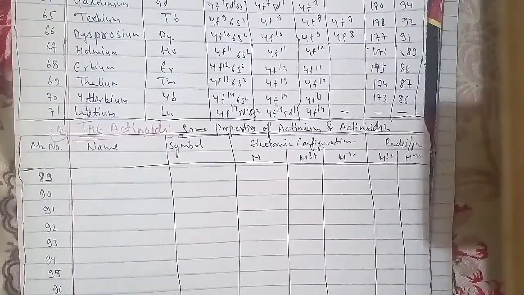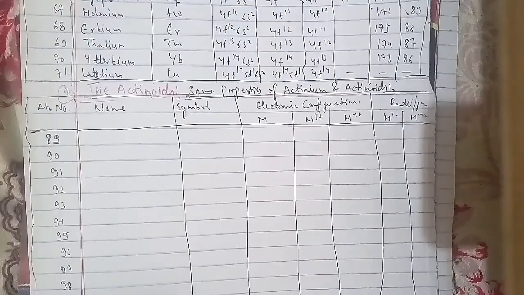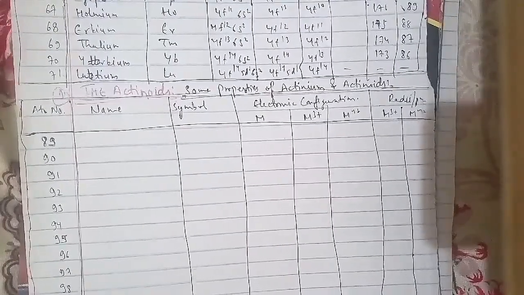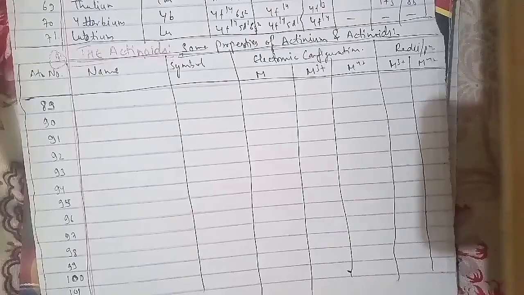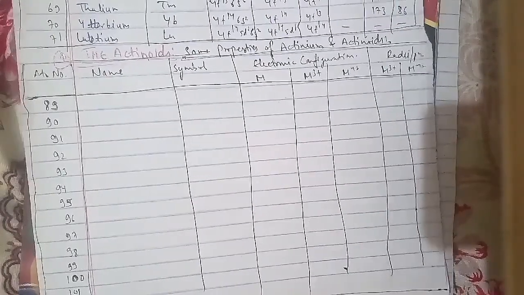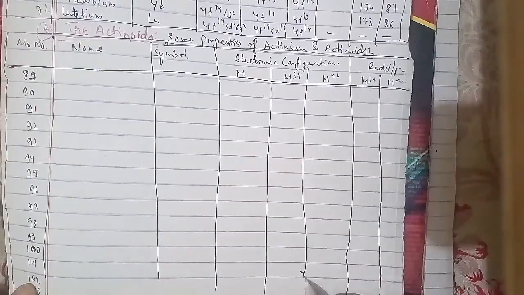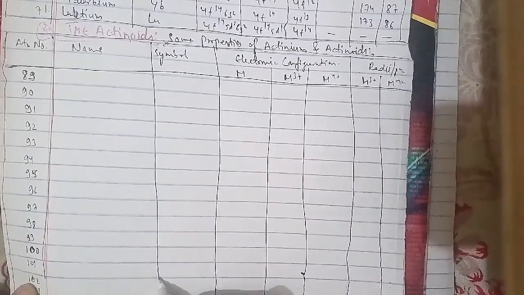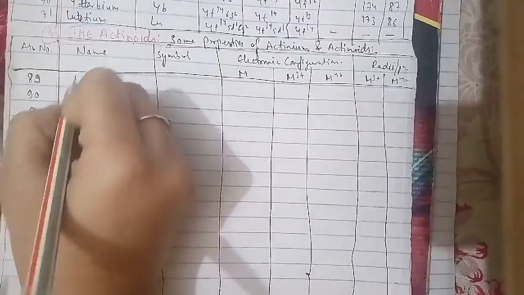First we'll talk about 89, and that is actinium, which is Ac. That is 6d1 7s2, that is 5f0, and this is 111. We'll talk about the another one, which is thorium, that is Th. This is 6d2 7s2, this is 5f1, 5f0, and this is 99.